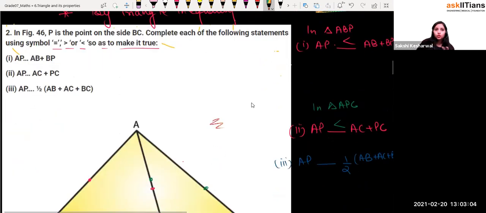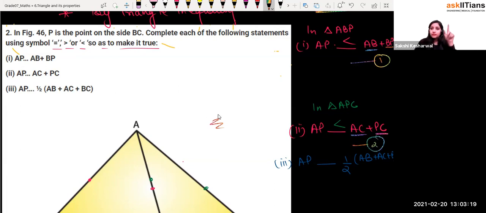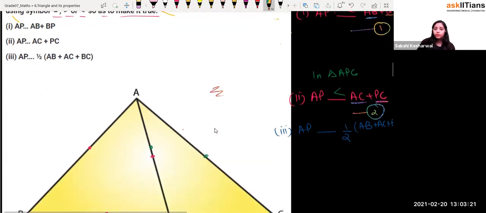Now, if you observe closely, this is called the proving part, which you will be doing in class 9th a lot of the time. It says AB plus BP, and AC plus PC. If I name this as equation number 1 and this as equation number 2, because it has AP on the LHS, I'll add 1 and 2. So AP plus AP will be 2AP, and the sign of inequality remains the same.